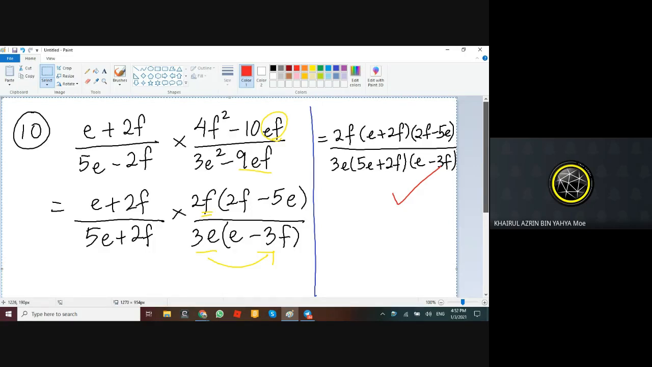Okay. Sorry. Thank you. This one, this one should be minus. What happened? This one should be minus. Therefore, this is wrong. Minus. Okay, thank you for correcting me. Minus. My mistake. My bad.